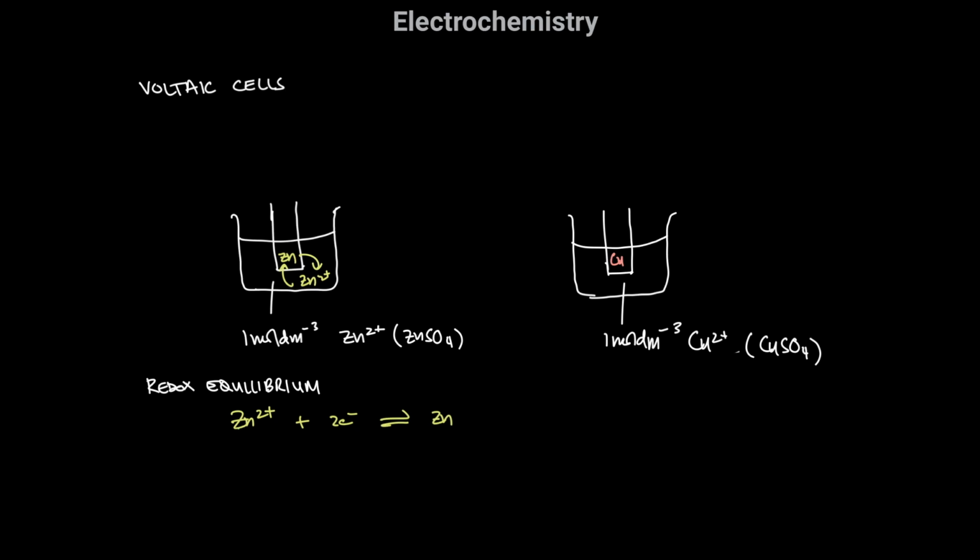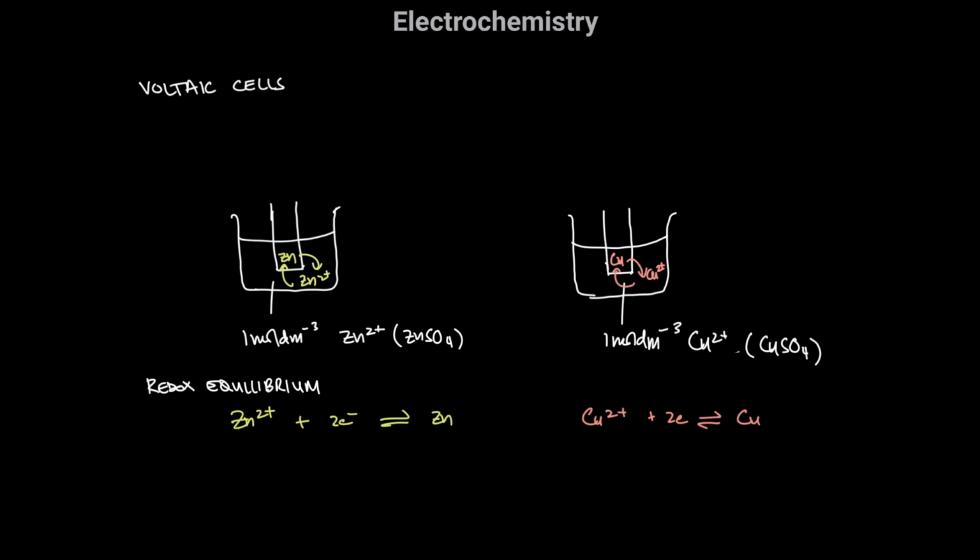So over here I can say I have the following redox equilibrium: copper 2 plus plus 2 electrons in equilibrium with copper. So I have an equilibrium between copper 2 plus ions and copper metal. What we're saying is that the metal is losing electrons and dissolving in solution to form copper 2 plus ions, and at the same rate we have copper 2 plus ions depositing, or gaining electrons to form copper metal. So I have a redox equilibrium in this beaker and I have a redox equilibrium in this beaker.